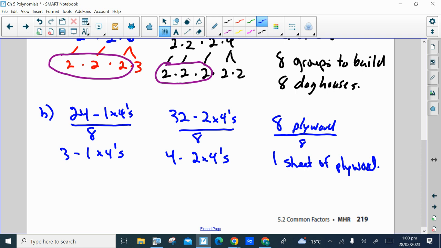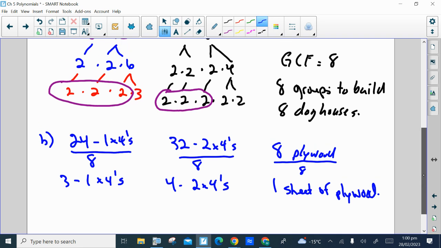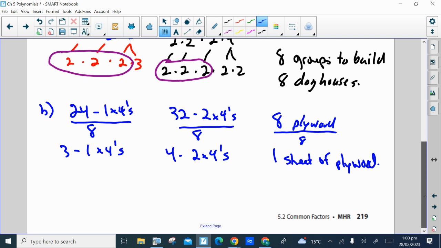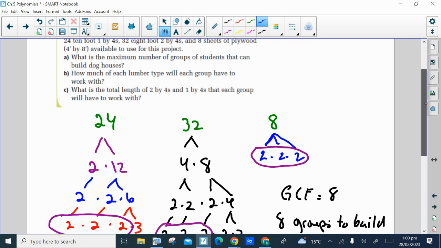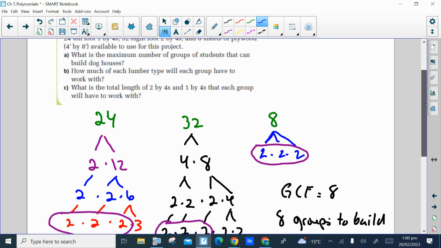And those come in different thicknesses as well. Sometimes it's 1/4 inch, sometimes it's 1/2 inch, sometimes it's 3/4 inch. We're not told what the thickness is, it doesn't matter. So there's part B. That's how many of each type of lumber that they'll work with.